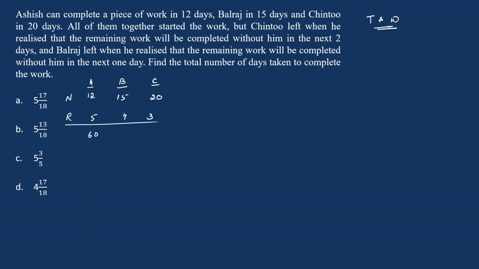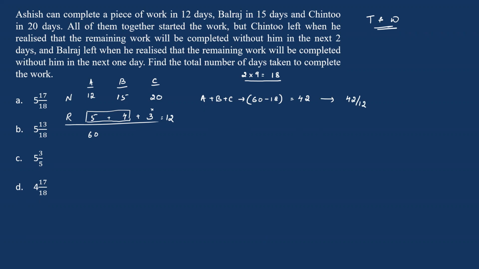Clear? All of them started the work together, but Chintu left when he realized that the remaining work can be completed without him in the next 2 days. Now, what does it mean? Without Chintu, that means A and B are working. A and B together complete how many units? 9 units. So in 2 days, A and B would complete 2 into 9, 18 units. So when 18 units of work is pending, he left. That means A plus B plus C together completed 60 minus 18, that is 42 units together. Clear? So in 1 day, they complete how much here? In 1 day, they complete 12. So to complete 42 units, they will take 42 by 12 days.